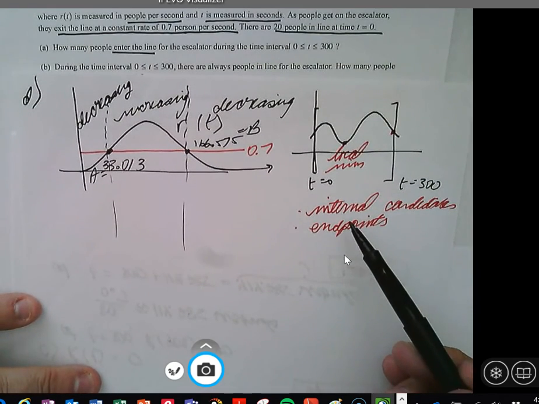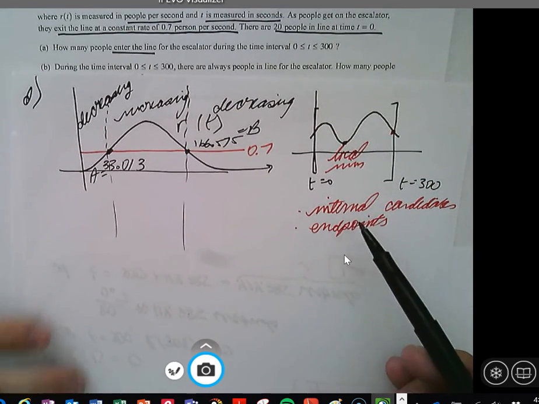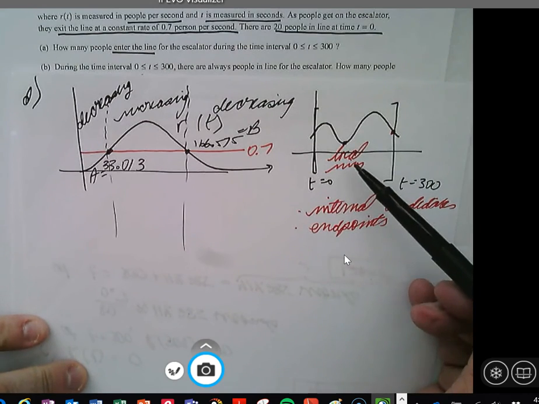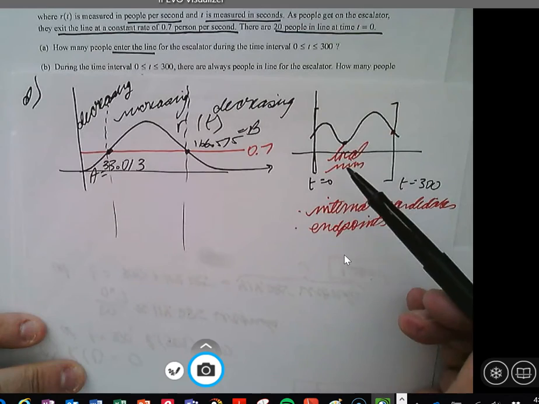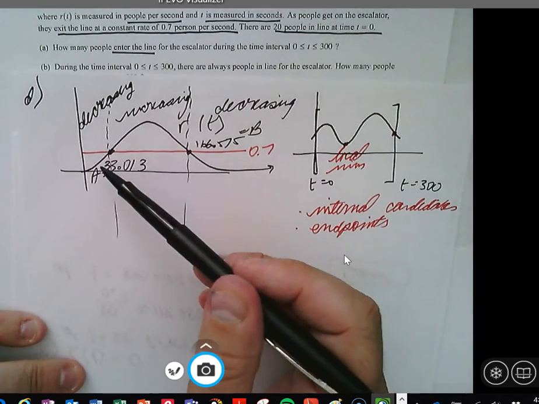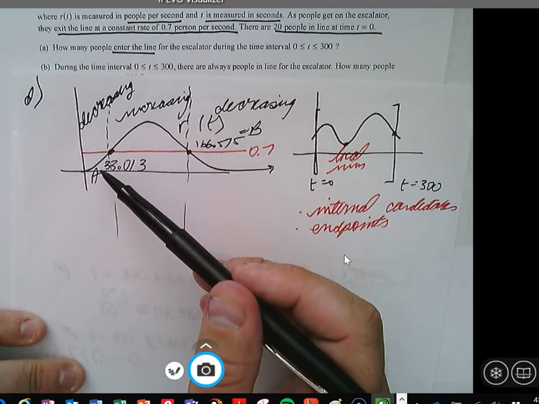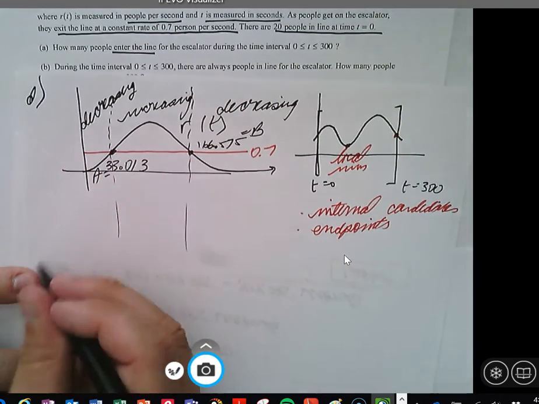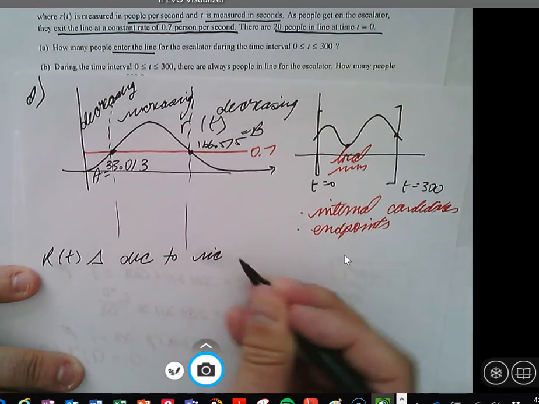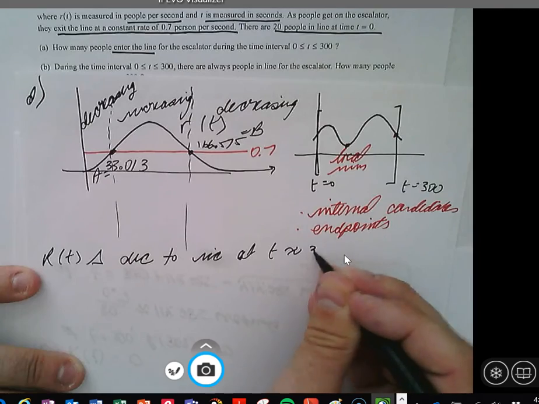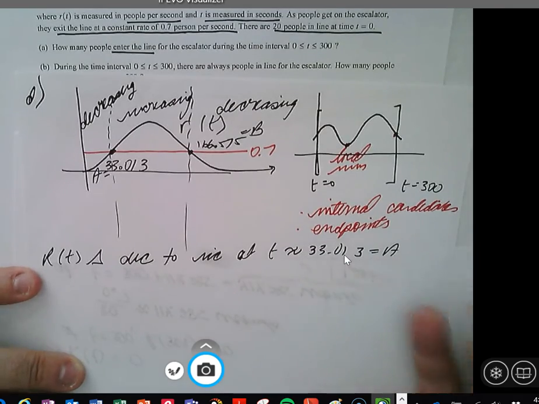Your internal candidate for an absolute minimum is going to be where your local minimum occurs. In order for the graph of R of t, the number of people in line, to have a local minimum, the number of people has to change from decreasing to increasing. Where does that happen? Right here. R of t changes from decreasing to increasing at t is approximately 33.013, which I'm going to call A.